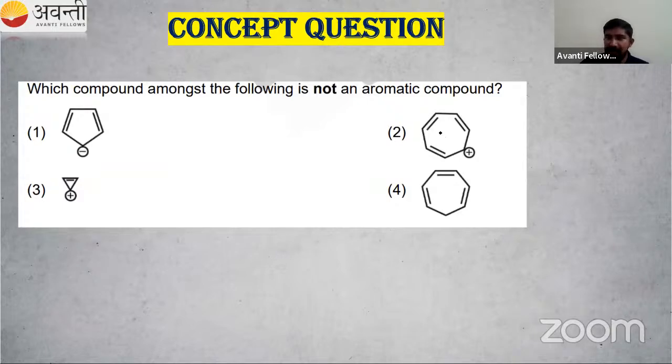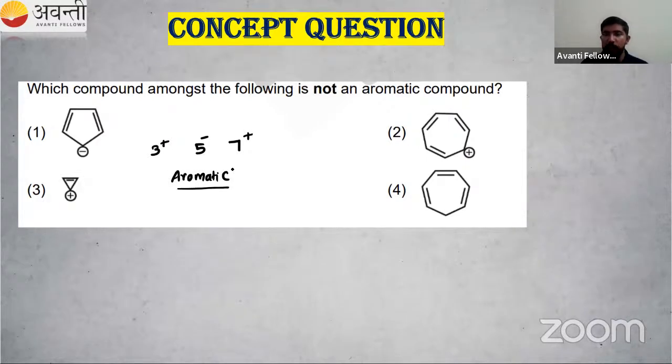So what is the trick I have mentioned? 3 plus aromatic, 5 minus aromatic, 7 plus aromatic. So all of these are aromatic in nature. 3 plus, 5 minus, 7 plus. So a ring is there, then a plus charge. Also there should be a pi bond, with 4n plus 2 pi electrons. So which is the correct answer? Yes, correct.